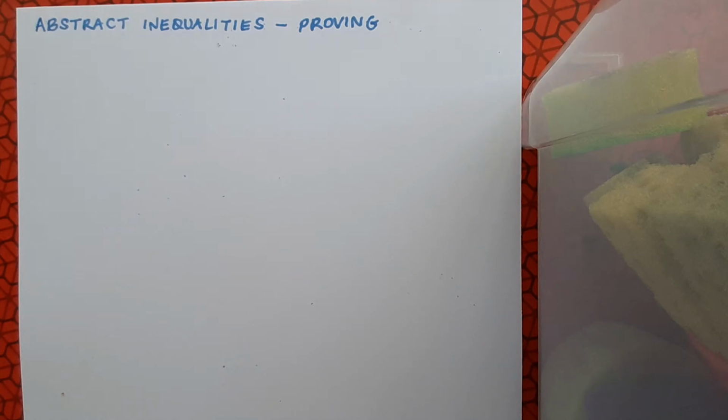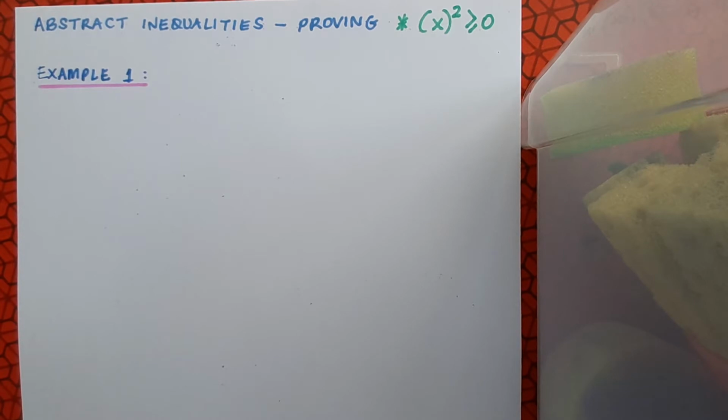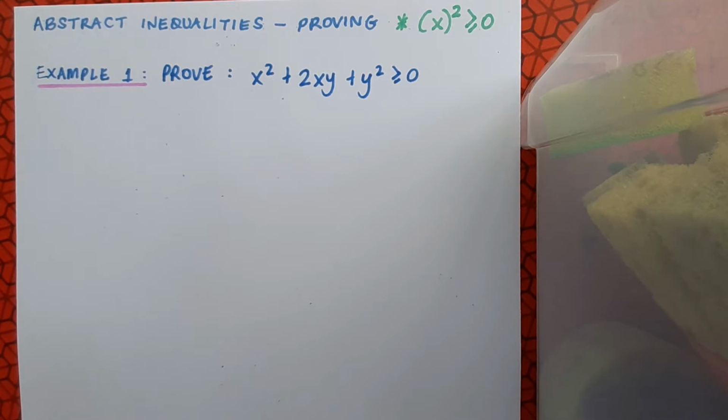This is a video on abstract inequalities, and we'll be proving that the inequalities given in the question are true. For all of these questions, an important piece of information to remember is that anything squared is always greater than or equal to 0. And we're dealing with real numbers the whole time here, so that's definitely going to be true for every instance of these examples.